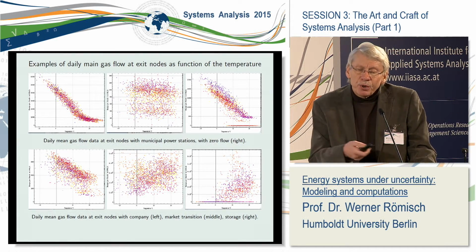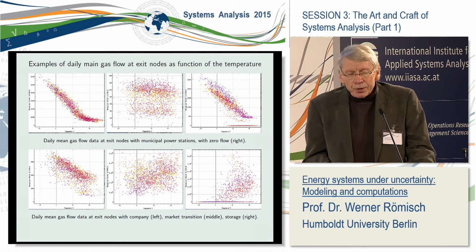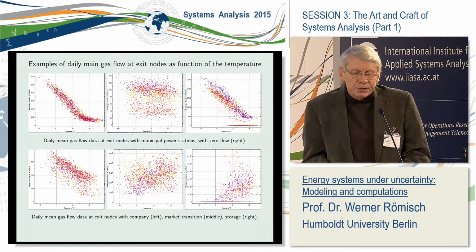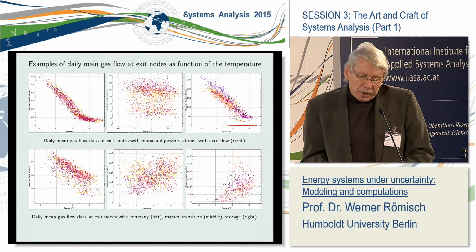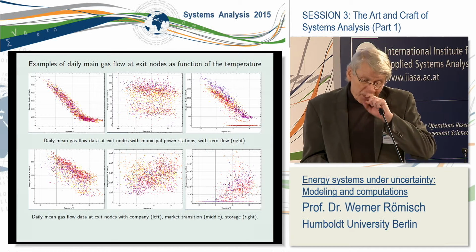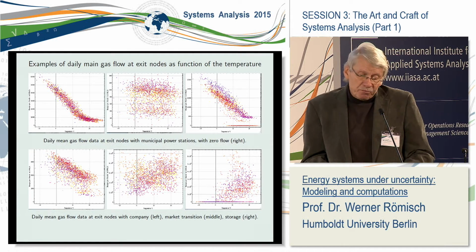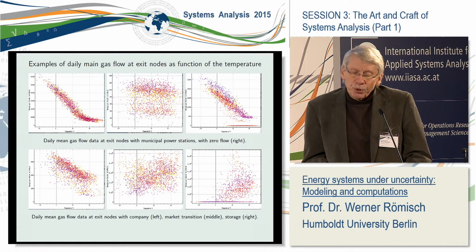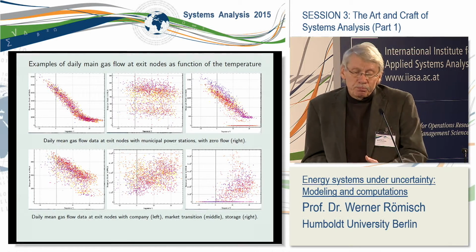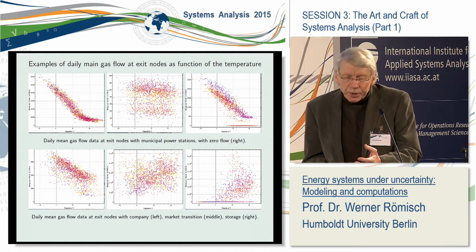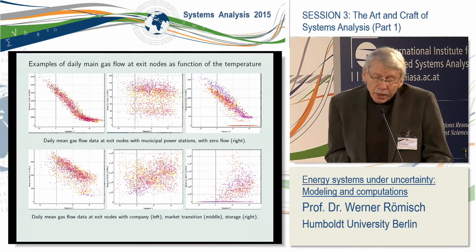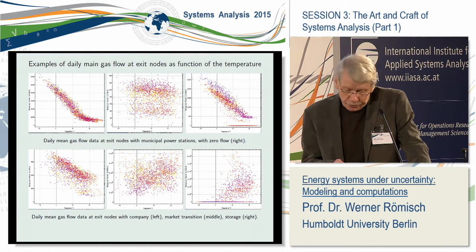The upper three parts correspond to certain small power stations, and below you have examples for gas flows which is used by a company, or which corresponds to a market transition point, or to a gas storage, which is also included into the network.